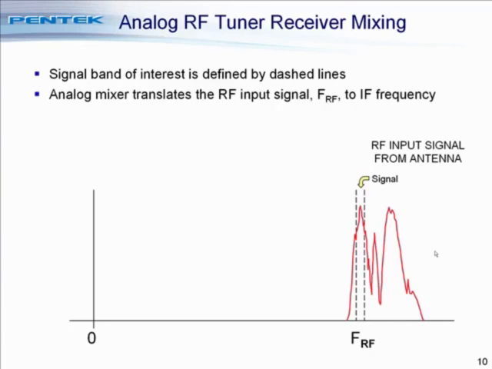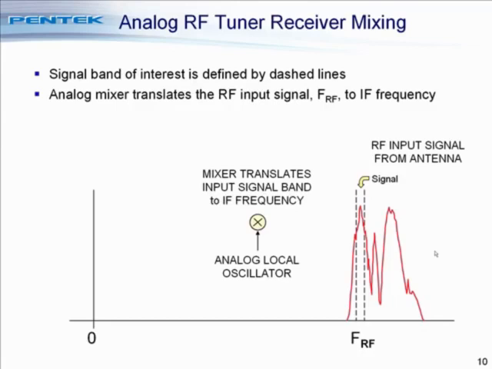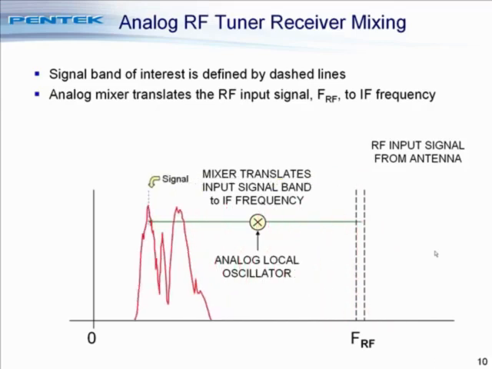An analog mixer inside the RF tuner translates the RF input signal down to an IF frequency, so that the resulting output of the mixer results in the lower image of the antenna signal frequency. In this case, if we had the RF signal at 90 megahertz and a local oscillator setting of 70 megahertz, we would have translated that 90 megahertz down to 20 megahertz.